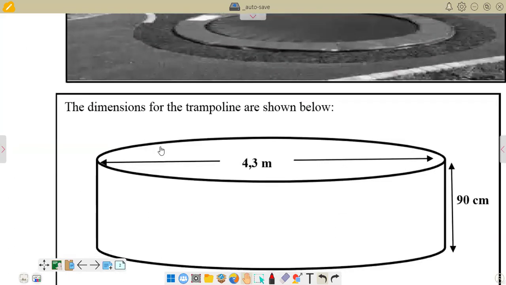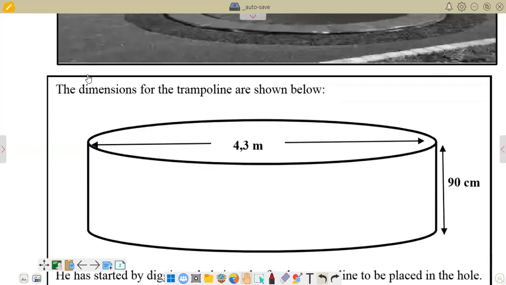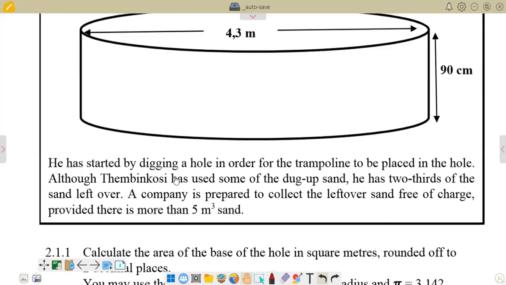Beneath that, we are also given the trampoline, whereby the dimensions for the trampoline are shown below. We are given a diameter of 4.3 meters, then a height of 90 centimeters. Beneath that, he started by digging a hole in order for the trampoline to be placed in the hole. Because he has used some of the dug up sand, he has 2/3 of the sand left over. The company is prepared to collect the leftover sand free of charge, provided there is more than 5 cubic meters of sand.